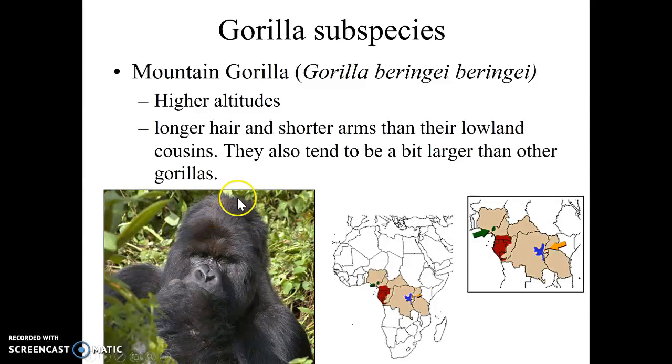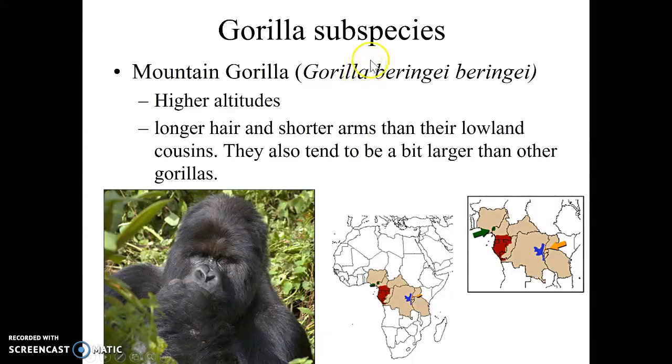He's got long black fur up here. He's got a nice big black nose here. Kind of comes out a little bit, but he's got the fur that comes down over the eyes. All right. And the mountain gorillas are right here in the blue. They live, as the name implies, in the higher altitudes. They have long hair to keep them warm in the higher altitudes, shorter arms because they don't need to be doing as much climbing and other things that they need to do.